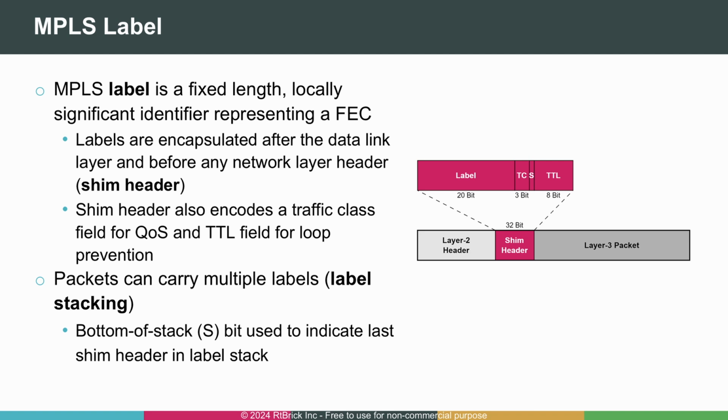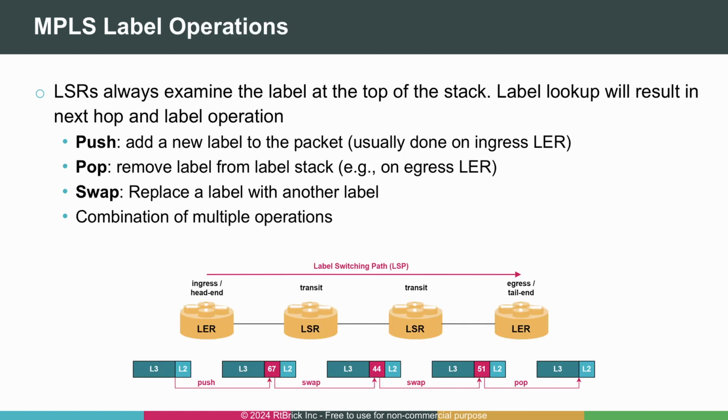Note that the MPLS shim header does not indicate the network layer protocol of the encapsulated packet. Label edge routers must infer this information from the FEC to label binding. LSRs examine only the topmost label in a packet stack. In per-platform label space, the label has the same meaning regardless of the interface. This is the most common model used in Ethernet-based MPLS.